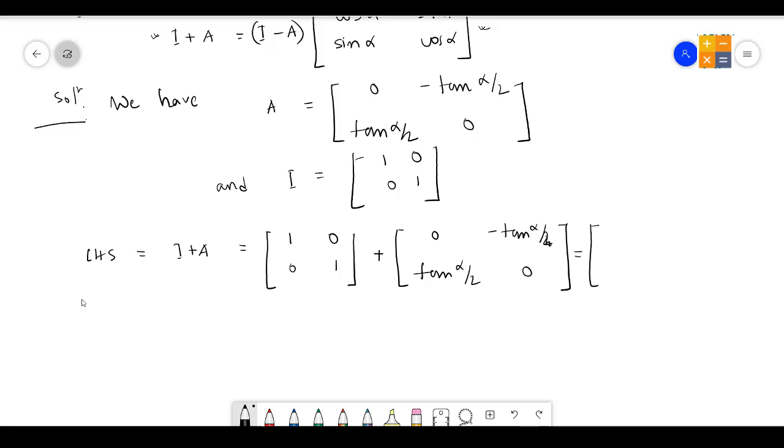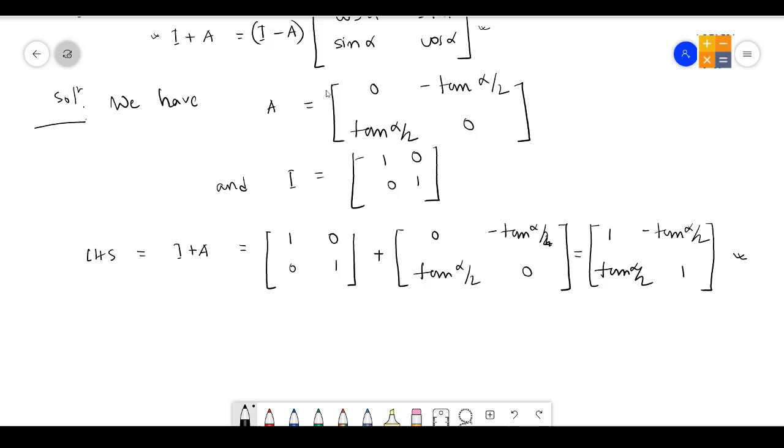Actually in case of addition of two matrices the corresponding terms are to be added. 1 plus 0 it is 1. Then 0 minus tan alpha by 2 it is minus tan alpha by 2. Then 0 plus tan alpha by 2 it is tan alpha by 2. Then 1 plus 0 it is 1. So these are the values for LHS. Actually this is the result for the LHS.